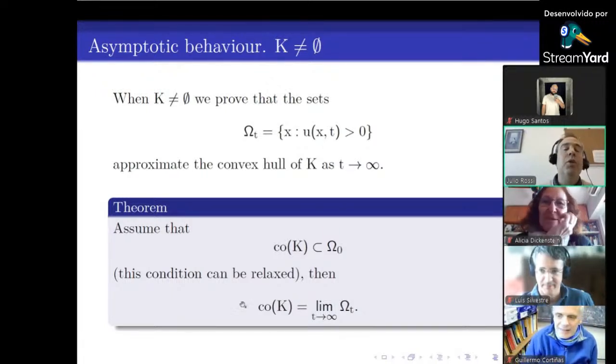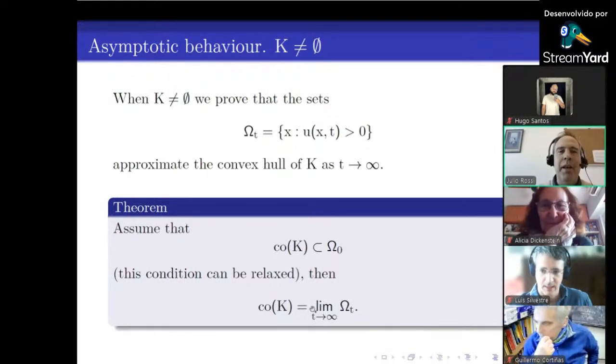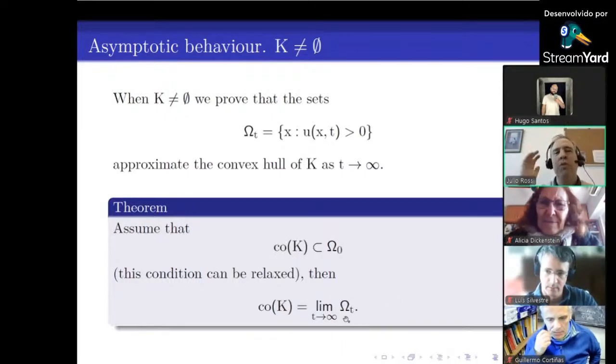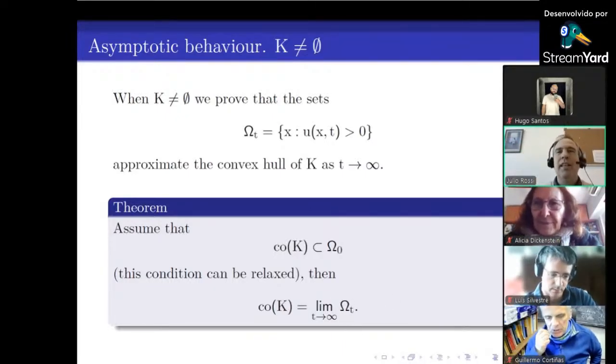One thing that I don't know here, and I believe that this limit is in fact a limit. I am not claiming that Omega_t is equal to the convex hull of K for some positive time. So does this evolution continue forever or not? I think that it continues forever.